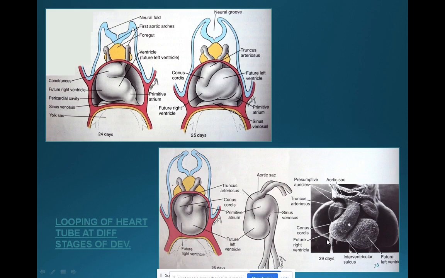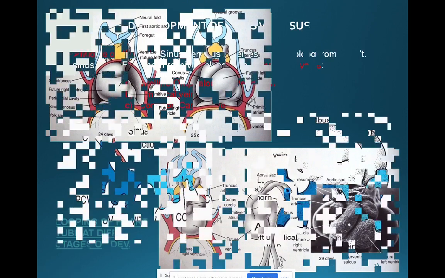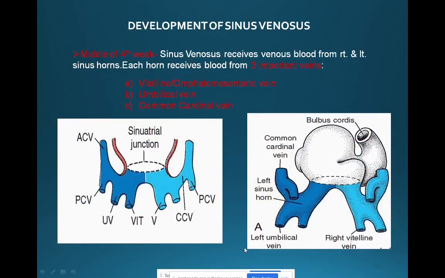Okay, this is, I think, an original picture. This is the truncus arteriosus, the conus cordis. Somewhere here is the future right ventricle. This is the future left ventricle, and see, two outpocketings from the posterior side. These are the primitive atria. Posterior to the atria, the sinus venosus is still there. It is still opening over there. So I think, is it clear now?